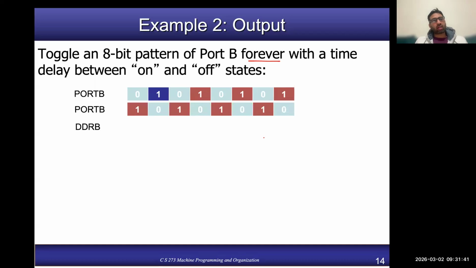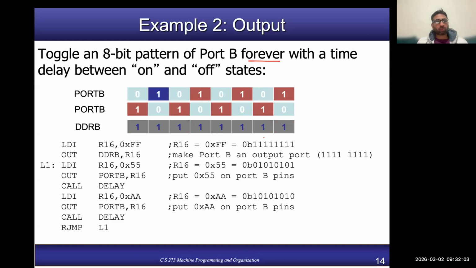and then after some delay, you need to flip the output bits. So each zero is flipped to one and each one is flipped to zero. And since we want to use the port B in the output mode, in the DDRB register we want to write all ones. So this is what we want to do. Now, how will we do it in the program?